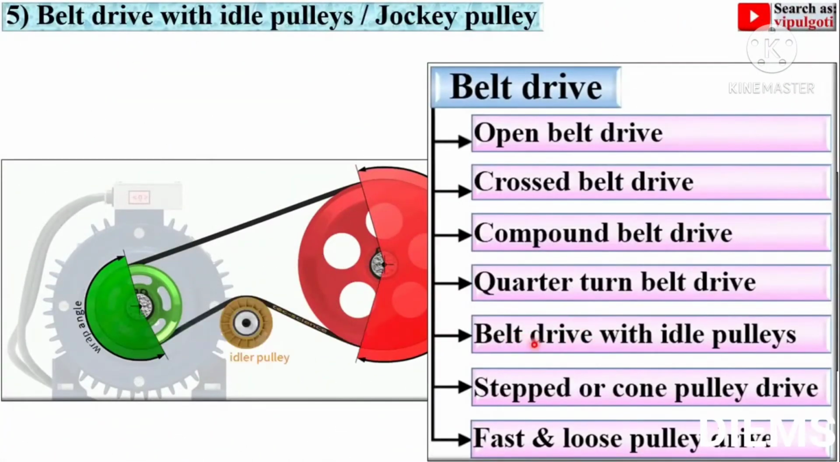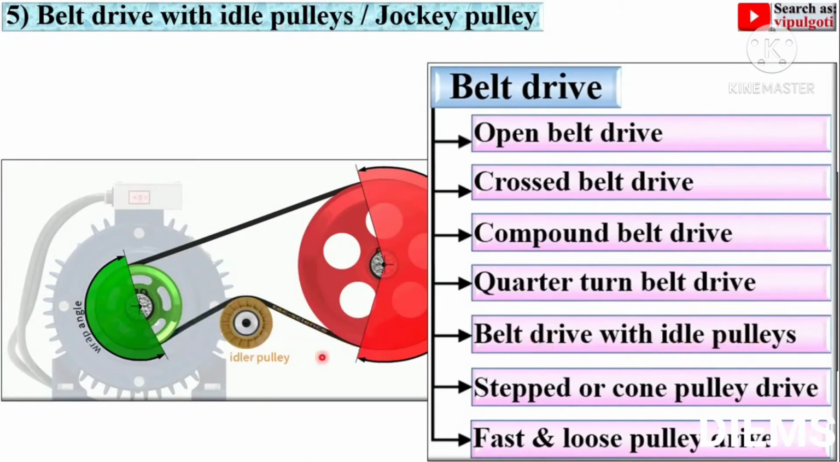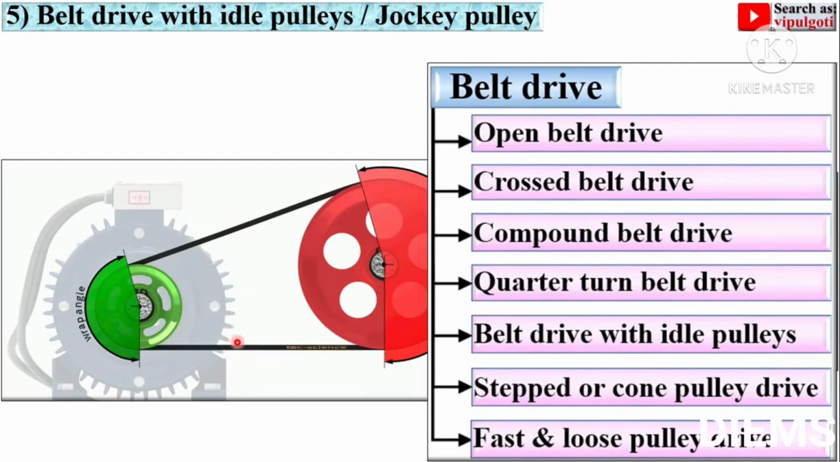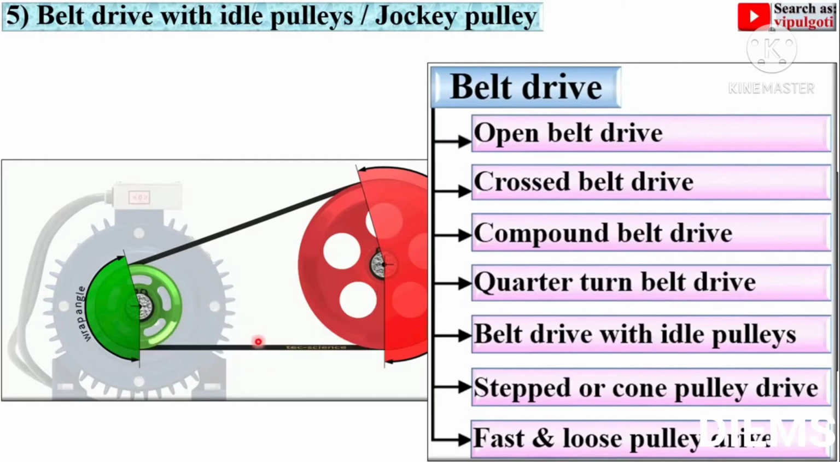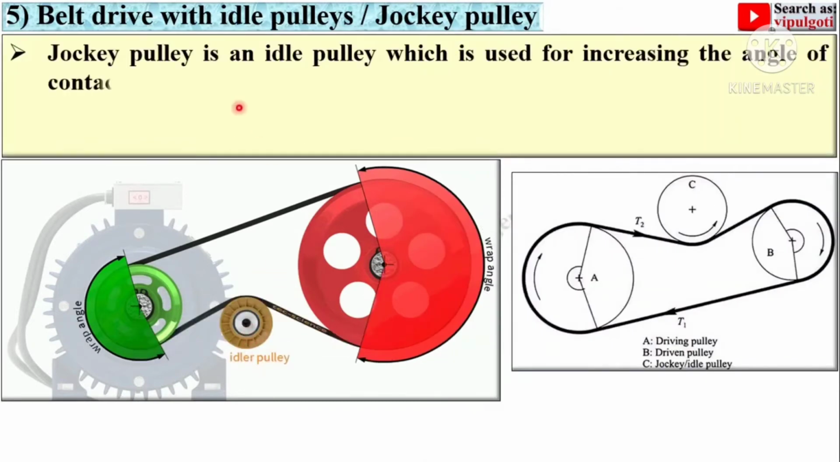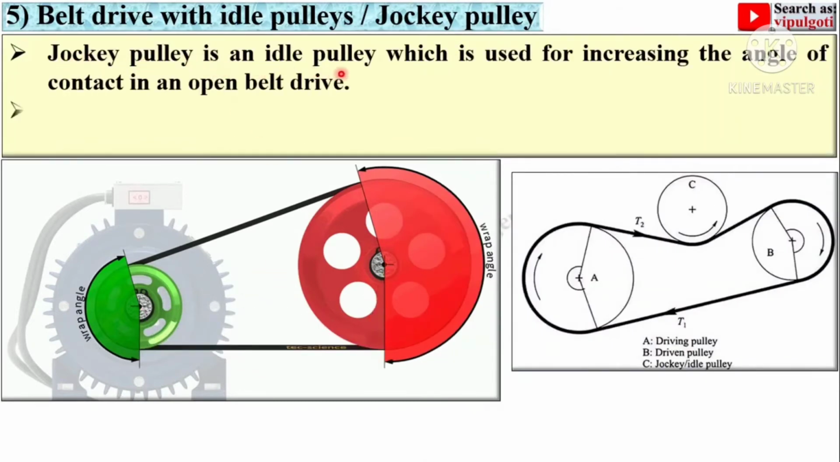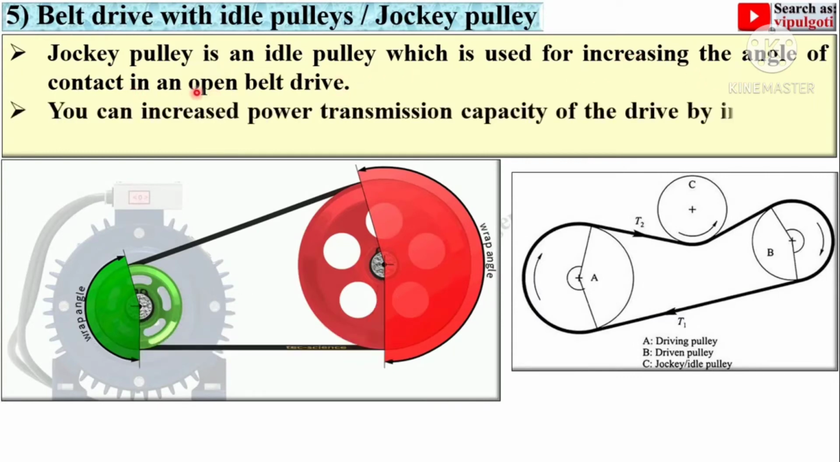Now next one, belt drive with idle pulleys. So here one idle pulley is used, but you can use more than one idle pulley also, and that is sometimes known as jockey pulley. So jockey pulley is an idle pulley which is used for increasing the angle of contact.